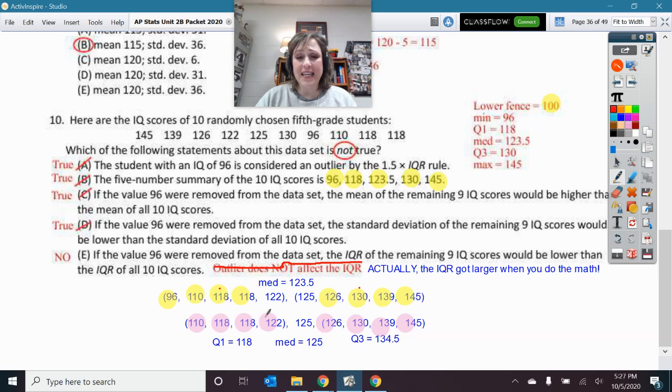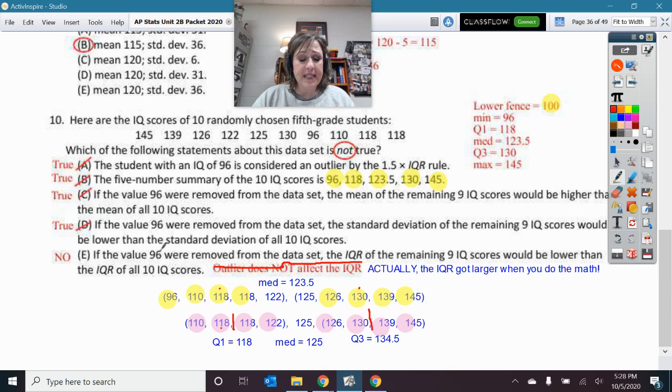But this second set with the pink dots, that's with the 96 taken out. So then the 125 is your median. Q1 is 118 again. It's still 118, because it's the average of those two 118s. So it ends up being in a slightly different location because you have less data. Here, instead of 130 being the Q3, Q3 is the average of those two numbers, which is 134.5. So that means it is actually a larger IQR.